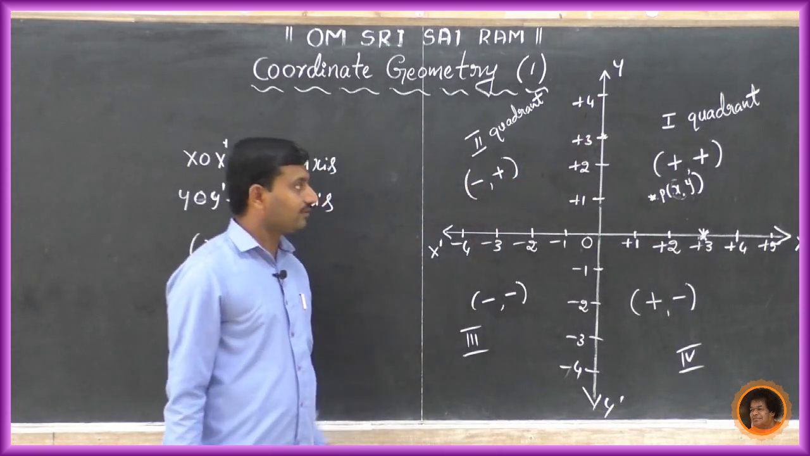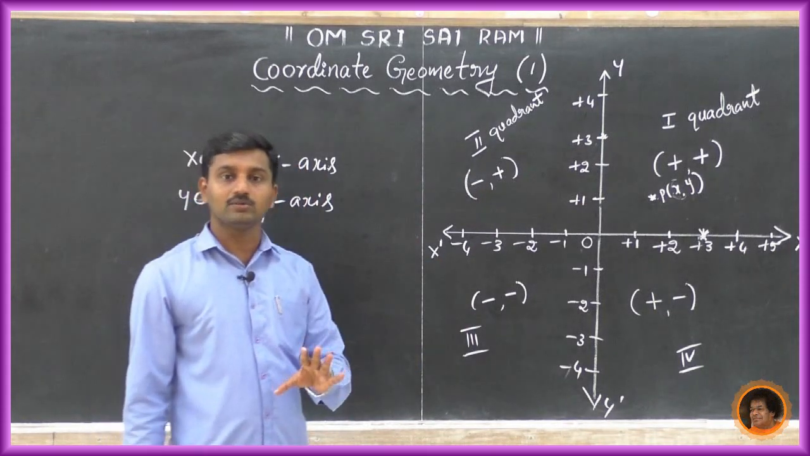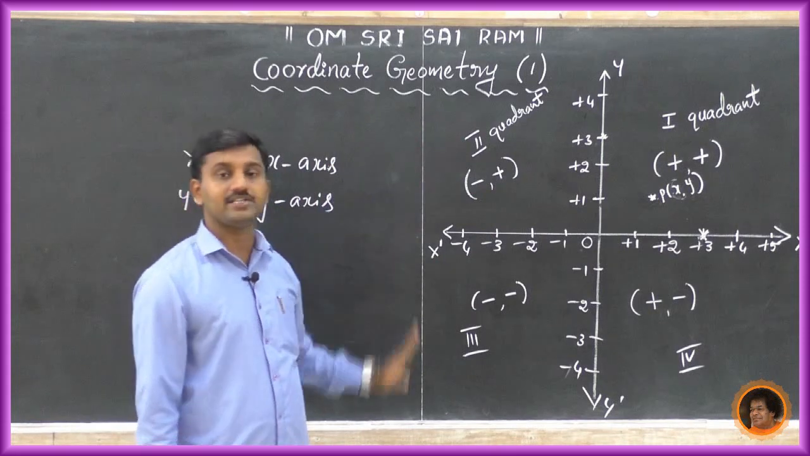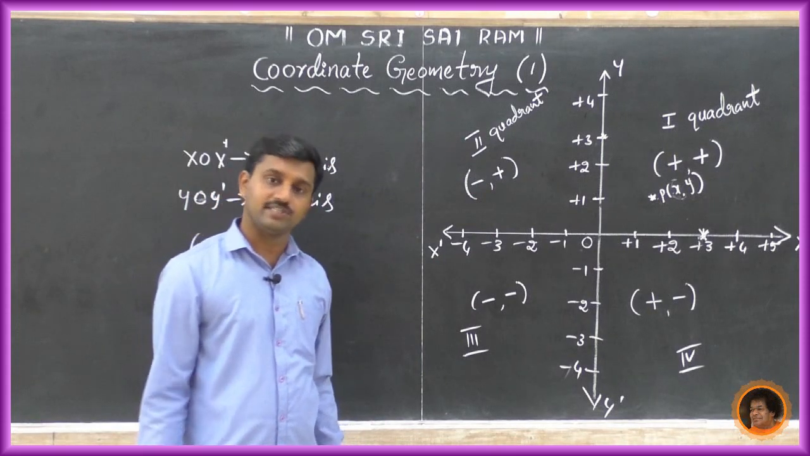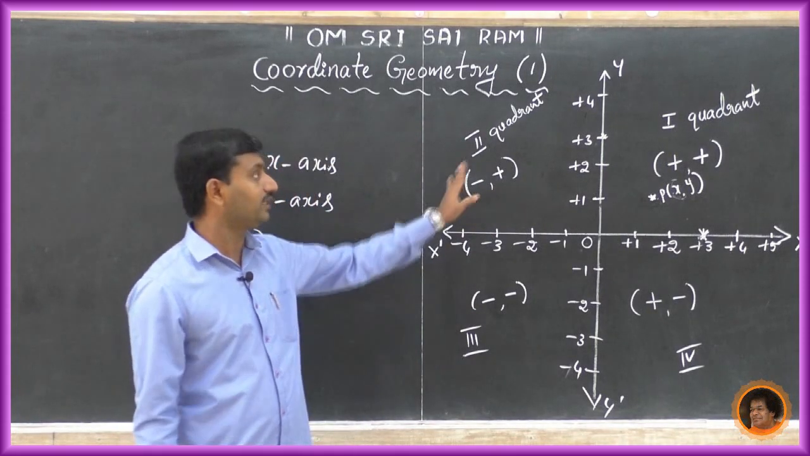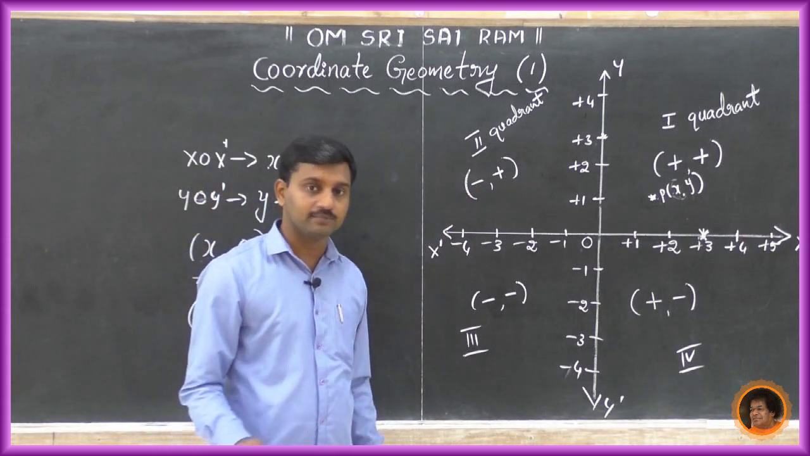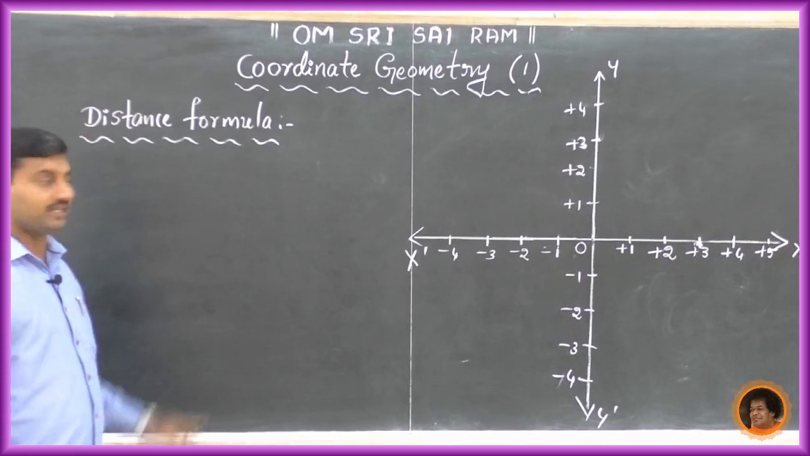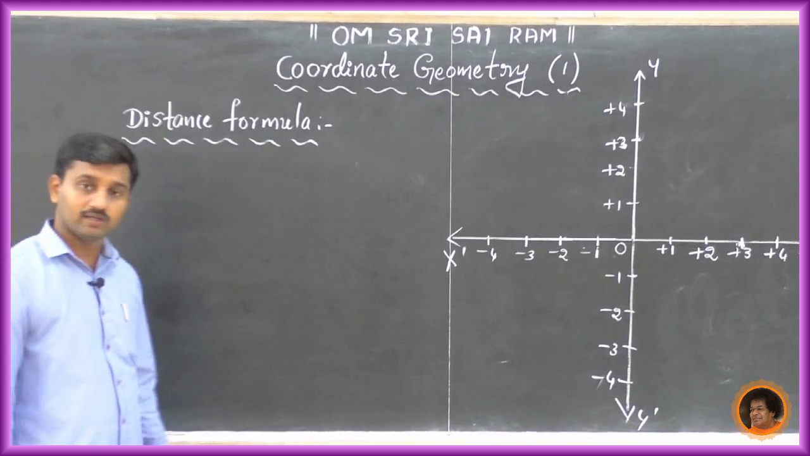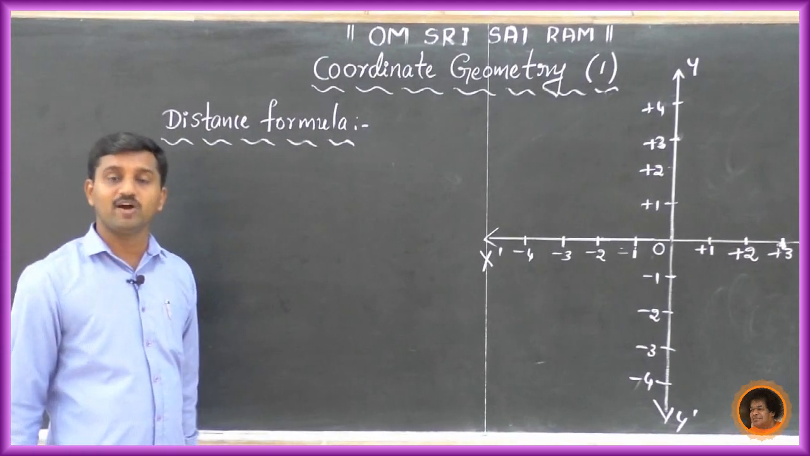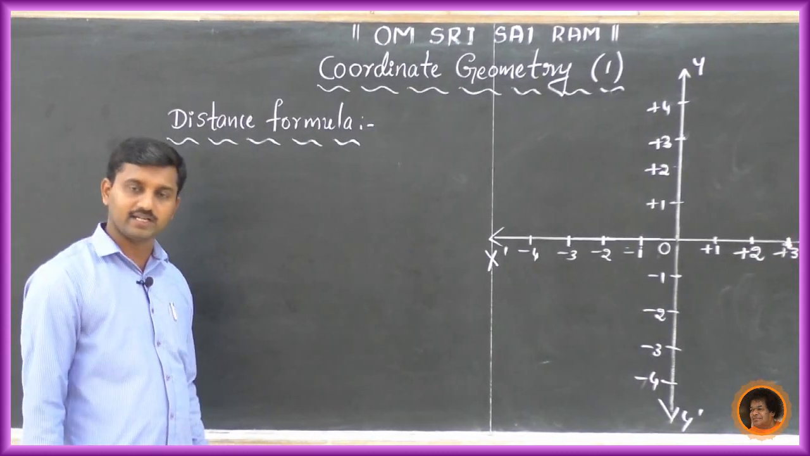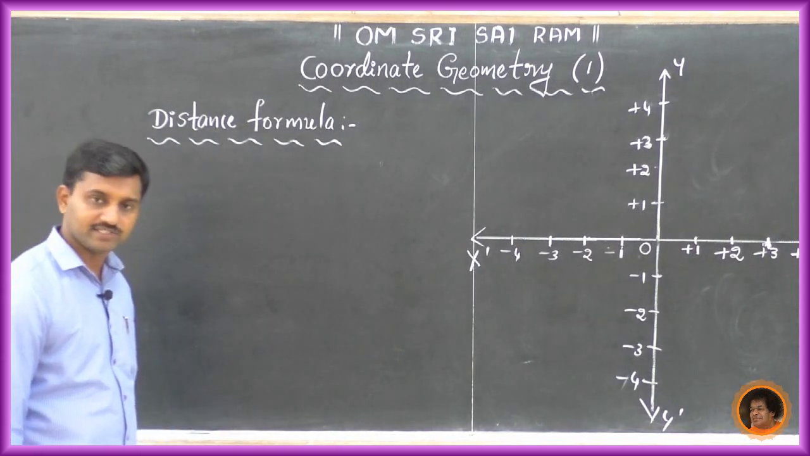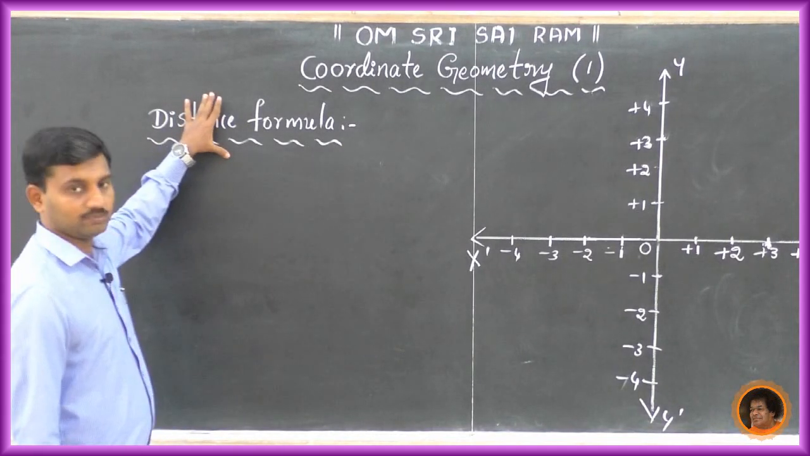So in this lesson we are going to discuss the distance between any two points on a Cartesian plane or the Cartesian system. How to find the distance between any two points on the Cartesian system. Next we pass on to a very important aspect of this lesson, that is the distance formula, or the distance between any two points on the Cartesian system or the Cartesian plane. So that is the distance formula.